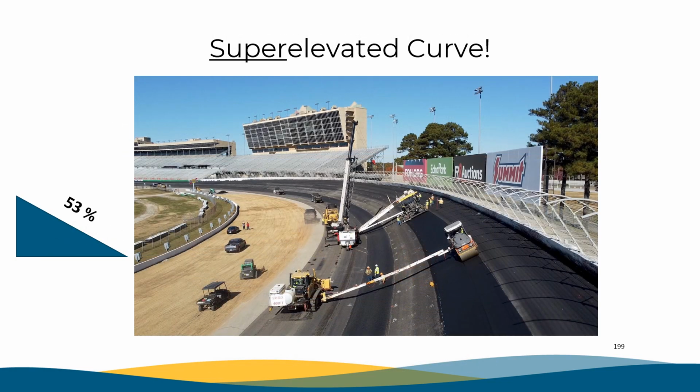This slide is a picture of paving the Atlanta Motor Speedway. As you can see, they need to rig supports to keep the equipment up to the 28-degree banked curve. A 28-degree curve is a 53% slope, compared to regular roadways where the maximum slope is 8%. This type of paving requires some pretty tricky and innovative paving setups.